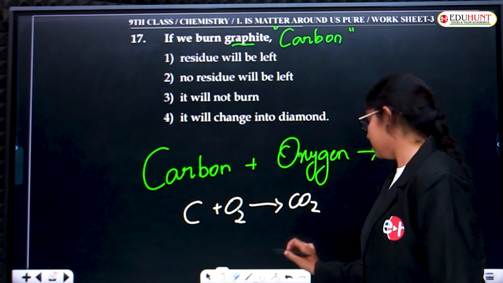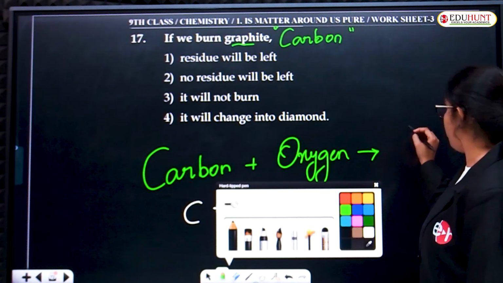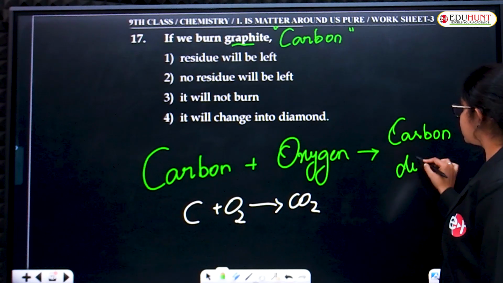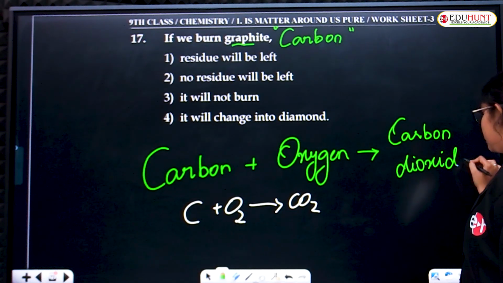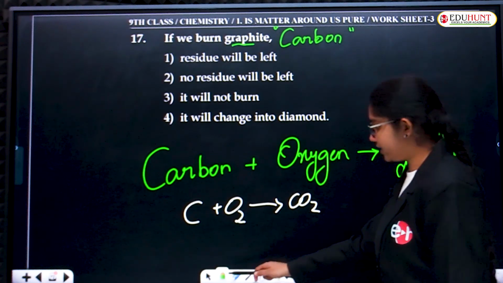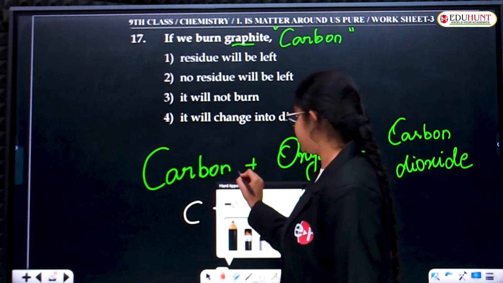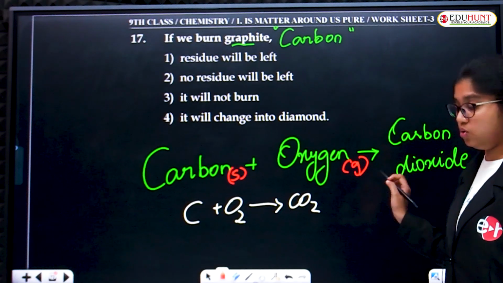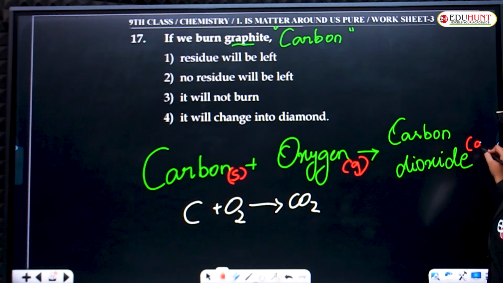Carbon dioxide kada. So the same carbon dioxide is formed in the atmosphere. Carbon dioxide is a gas kada, gaseous form kada. Carbon, utti carbon anedi solid state. Oxygen is a gaseous state, and carbon dioxide is also a gaseous state.